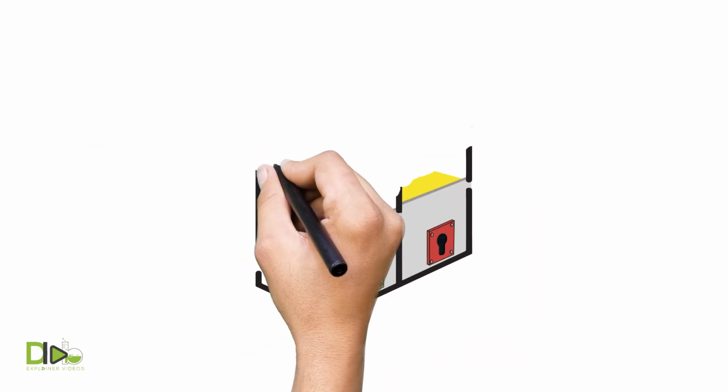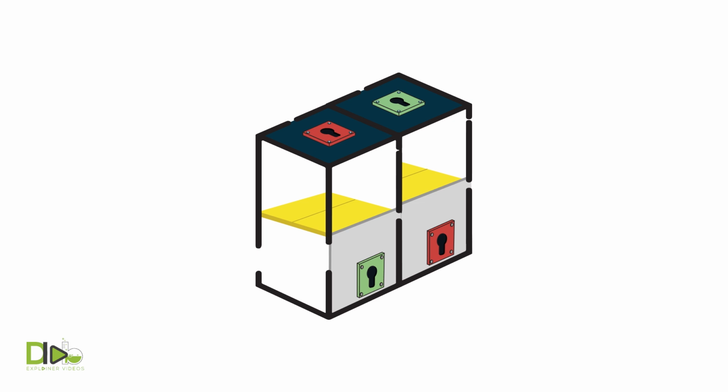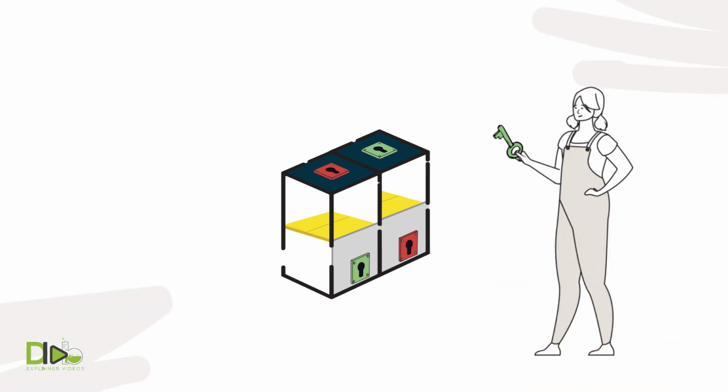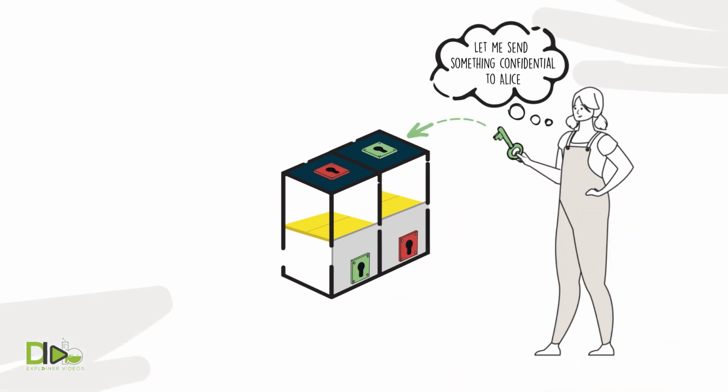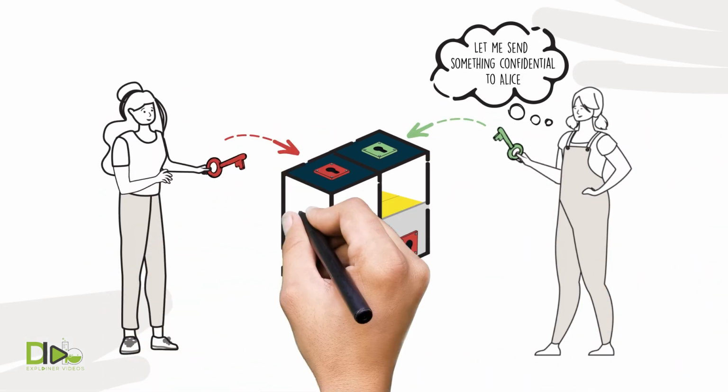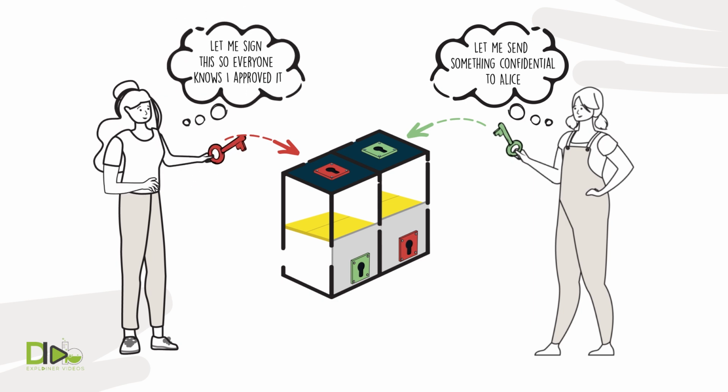Finally, coming back to this special two-sided box, you can think of the right and the left as being useful for different purposes. The right side is for anyone to send things that only Alice can access. The left side is for Alice to prove that she signed something.